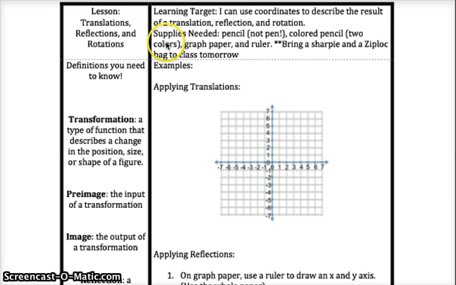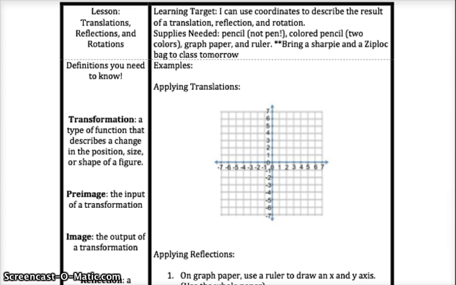In this lesson, we are talking about transformations. A transformation is a type of function that describes a change in the position, size, or shape of a figure. Picture Transformers. When they transform from a car to the robot superhero, they transform their shape and their size and their position. That's exactly what we're doing on a coordinate plane.